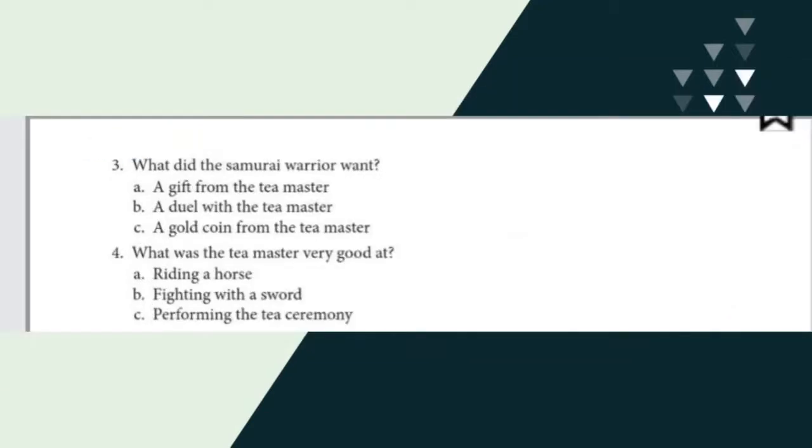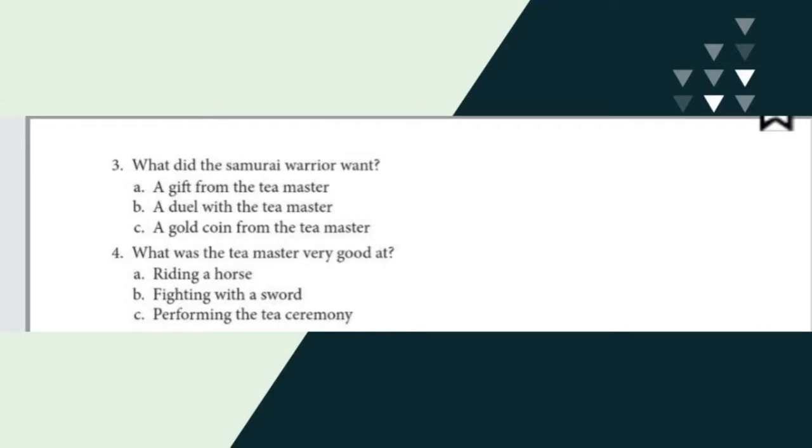Let's move to the third one. What did the samurai warrior want? The options are a gift from the tea master, a duel with the tea master, a gold coin from the tea master. Which is the correct answer for the third one, students? Yes, you're right. The correct answer is a duel with the tea master. So tick on the option B.